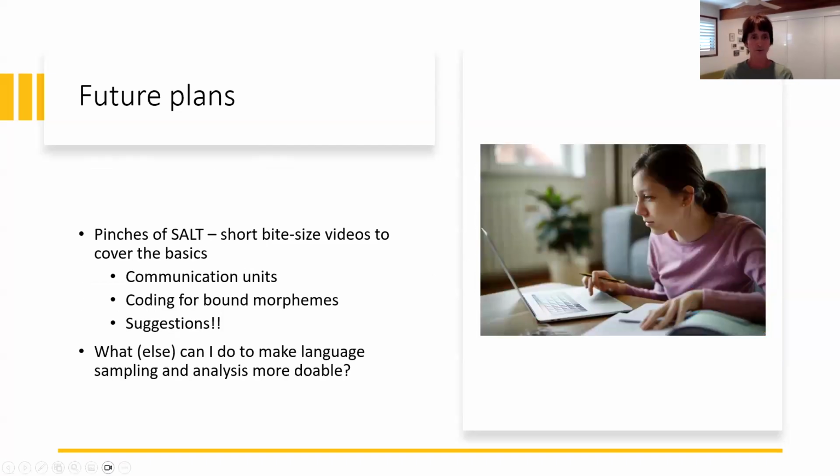I'm also creating some really short bite-sized videos to cover the very basics, like communication units or coding for bound morphemes, or you can give me any suggestions you want, right? Because sometimes there are little things that you think, oh, I'm not quite sure how to do that. Communication units are important because that will impact the child's length of utterance. And even Bachelline or Clan, if you look at it, sometimes it just puts all the child's utterances on one line, which really inflates the child's MLU. And it's not always good at marking grammatical errors either. So think about what else I can do to make language sampling and analysis more doable for you.